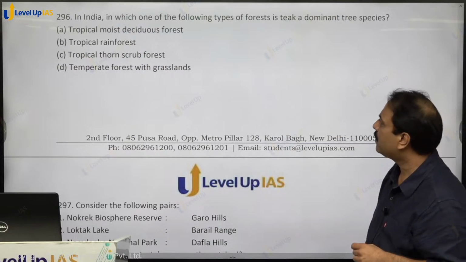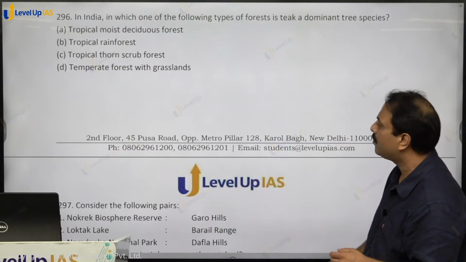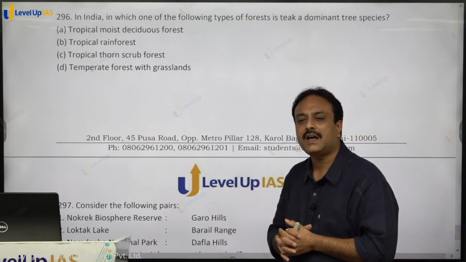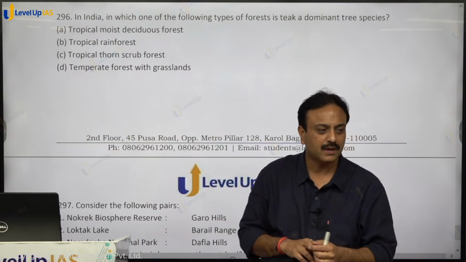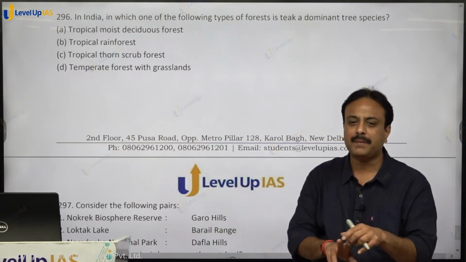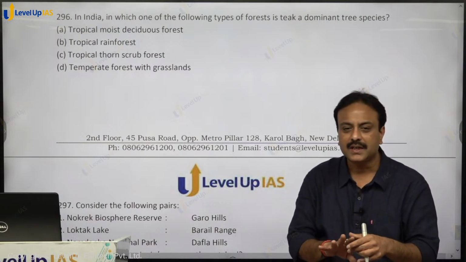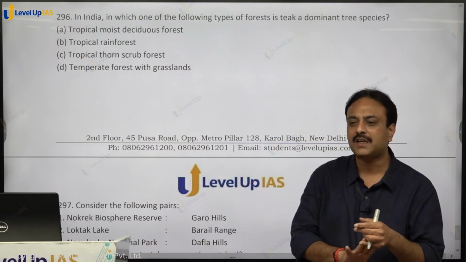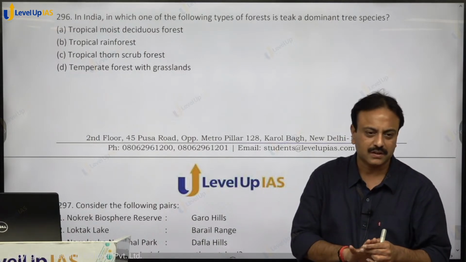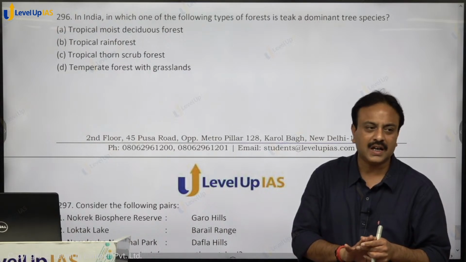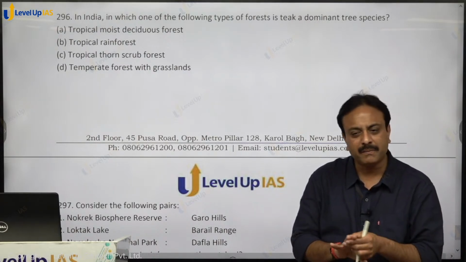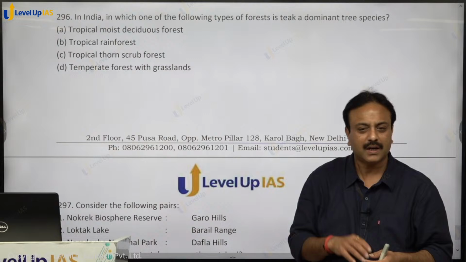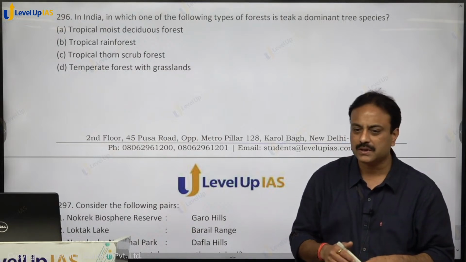In India, in which one of the following types of forest is teak a dominant tree species? Sal, teak, peepal, neem and shisham. Learn these 5 trees: sal, teak, peepal, neem, shisham. As soon as you get the names of these trees, it is related to deciduous. The problem will arise when they ask you to differentiate between wet and dry deciduous. Otherwise, all belong to the category of deciduous, right?